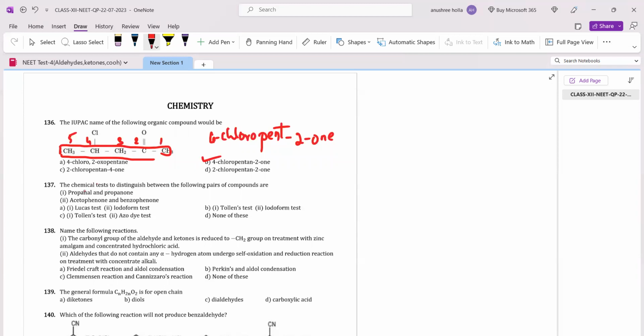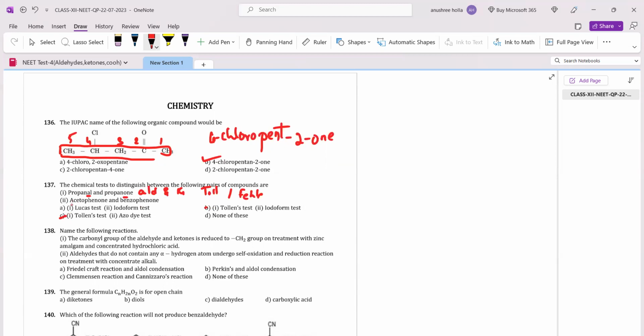Okay, next question 137. The chemical test to distinguish between the following pairs of compounds are. Okay, they've given 2 pairs of compounds. Now we have to give the chemical test. The first compounds are propanal and propanone. So these are aldehyde and ketone. We know that for aldehyde and ketone we have either Tollens test or Fehling's test. So in option C and option B, we have Tollens test.